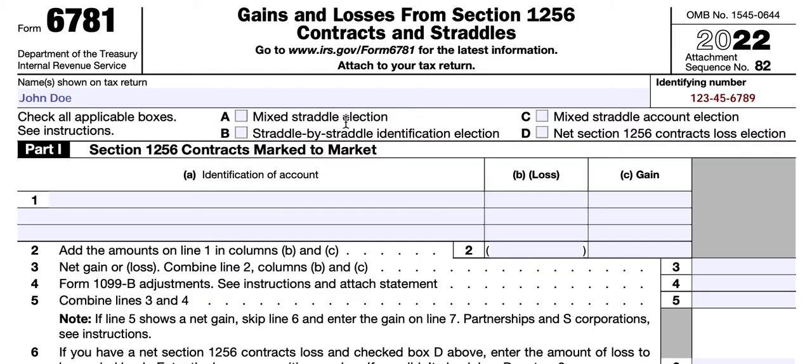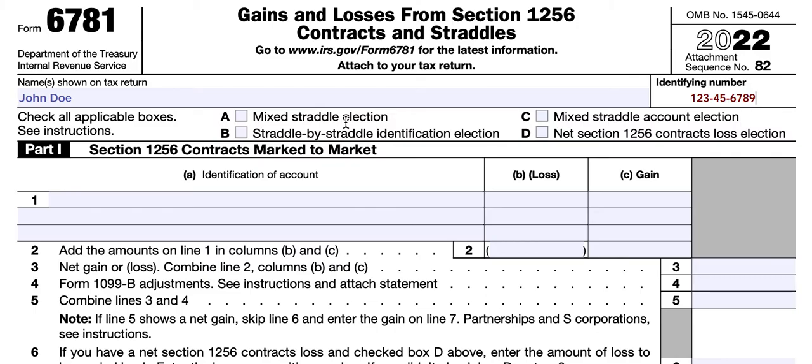But again, if you've previously made this election or you're making this election for the first time, you would check box B. There are also special considerations for elections that were made on or before August 18th, 2014. So we won't go into that in this video, but if that applies to your situation, you can check in the form instructions for more guidance.